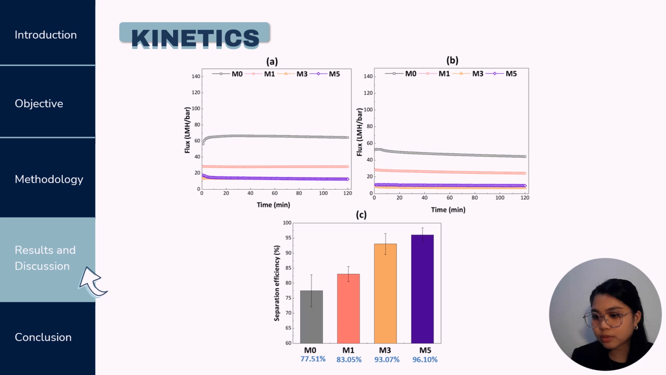But there is a trade-off between flux and separation efficiency. So although we have a reduced flux in here, we have a very high separation efficiency. We can see here that M0 might have the highest flux among the four because of the lack of coating, but it has the lowest separation efficiency. And then as the coating concentration increases, the separation efficiency increases. We can see here that M5 has the highest at about 96.1%.